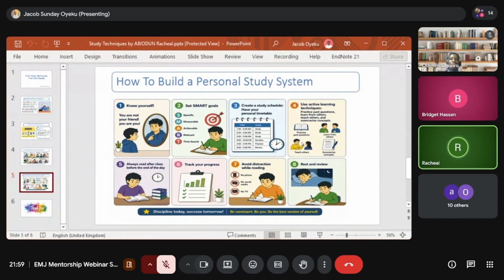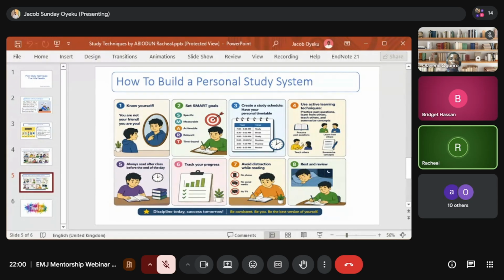Also, learn to set a SMART goal. It is very, very important. So set a SMART goal. Also create a study schedule. Have your personal timetable, apart from your normal timetable in school. So it is advisable for you to have your own personal timetable. Even if it is one subject that you want to be studying in a day, after reading what you are being taught in class, please, it is very, very advisable.